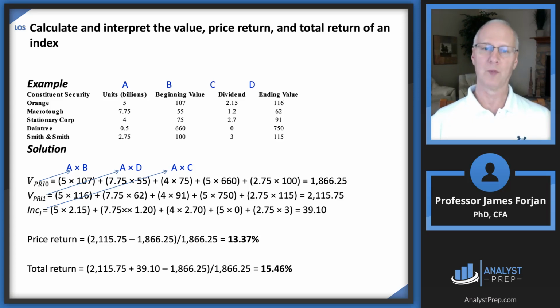If this were a real portfolio, we would have invested 1866.25 units of a currency, and we would have ended up with 2115.75. But then we received a dividend inside of that. So we're going to take the units times the dividend. That's column A times column C, and we'll add those dividends of 39.10. Now the price return ignores that income. We know that from a previous slide, but the total return does not. Price return 13.37. Total return is 15.46.